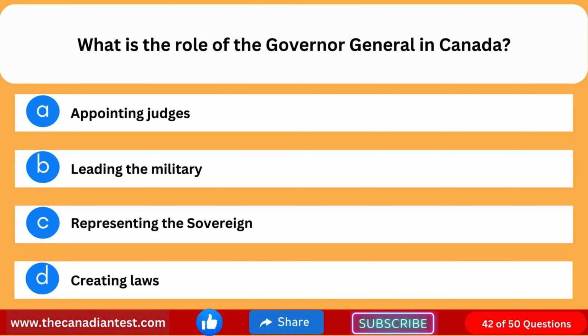What is the role of the Governor-General in Canada? Option A, appointing judges. Option B, leading the military. Option C, representing the sovereign. Option D, creating laws.